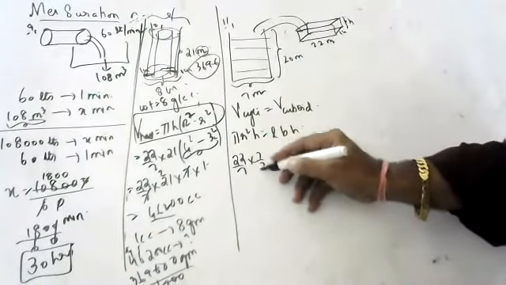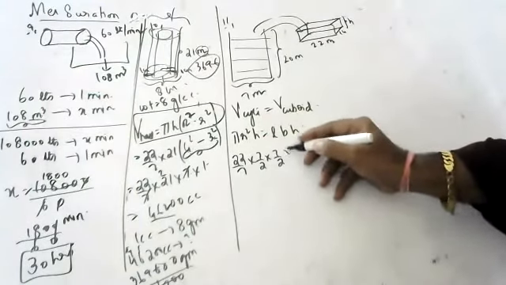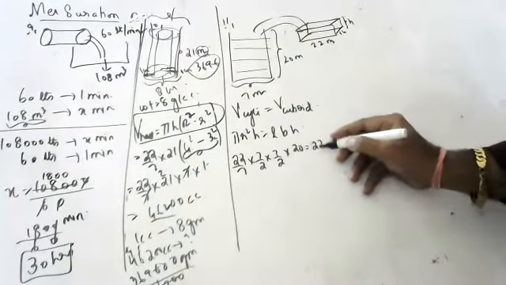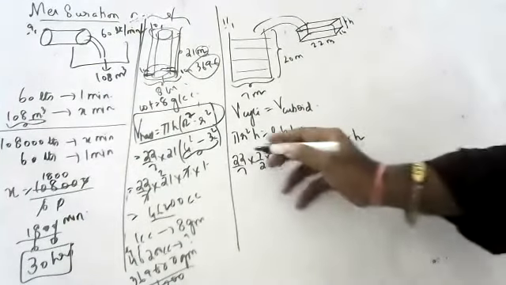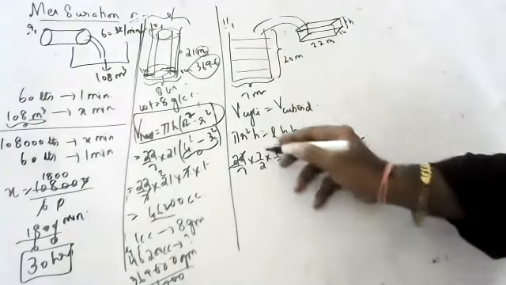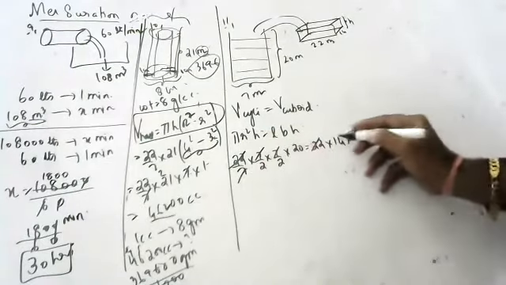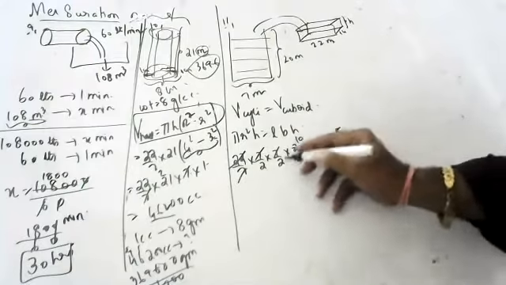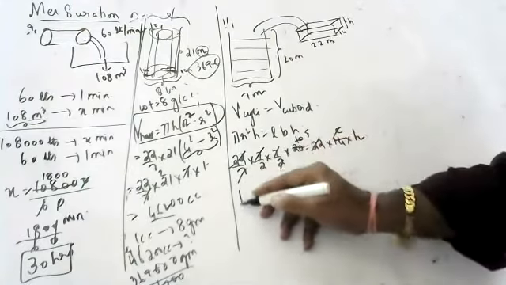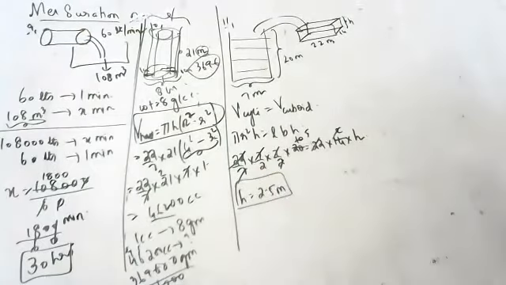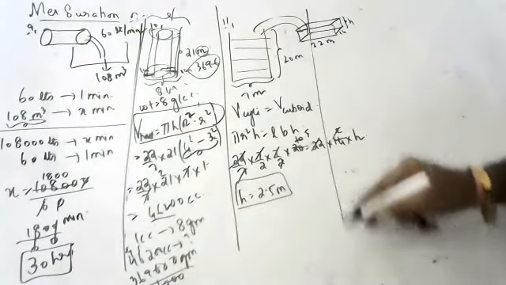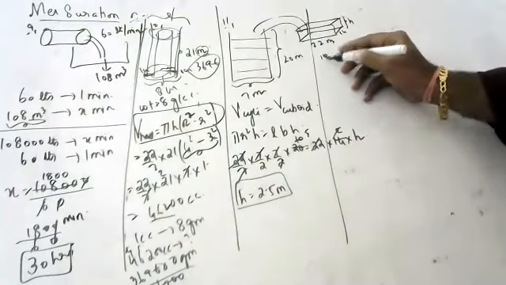22 by 7 into 7 by 2 into 7 by 2 into 20 is equal to 22 into 14 into h. 7 cancels. 7 for 2, that is 5 by 2, how much? 2.5 meters is the height of the rectangular platform.